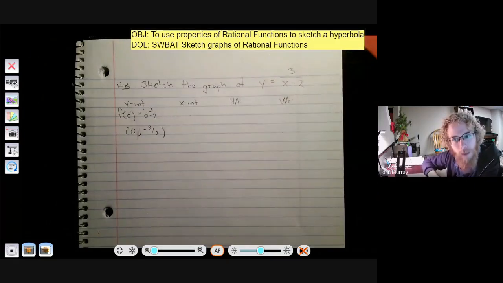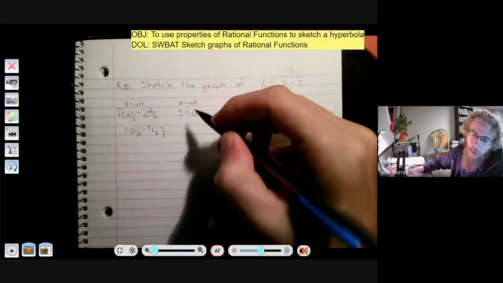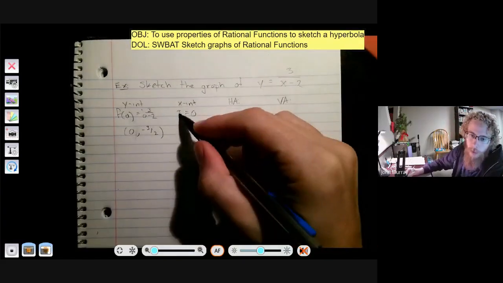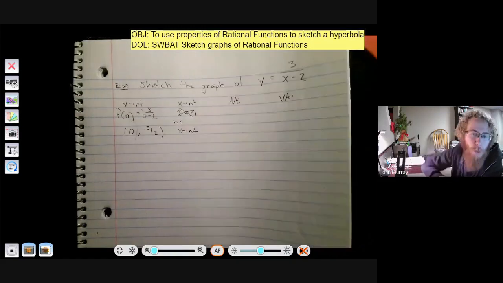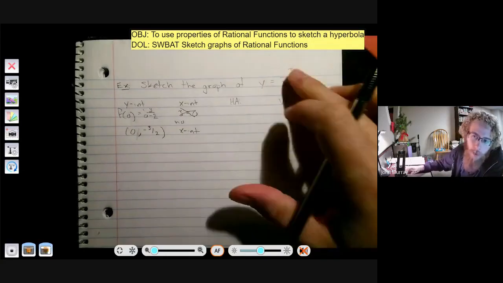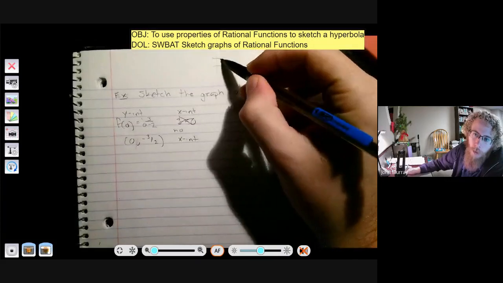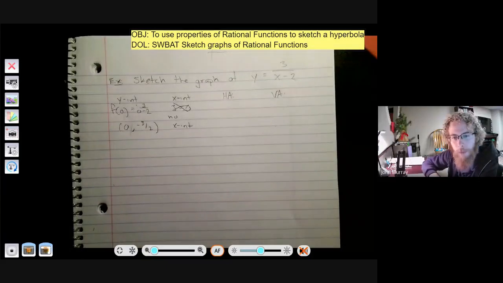X-intercept. All right, so let's take a look at the numerator, and we're going to set that equal to 0. Well, does that make sense? Does 3 equal 0? If you end up with something like that, that means there's no x-intercept. If I just graphed y equals 3, it would just be a straight line up here. Obviously, no x-intercept.